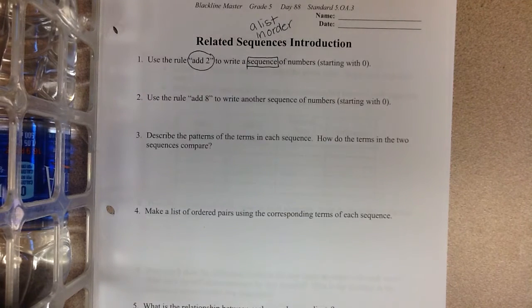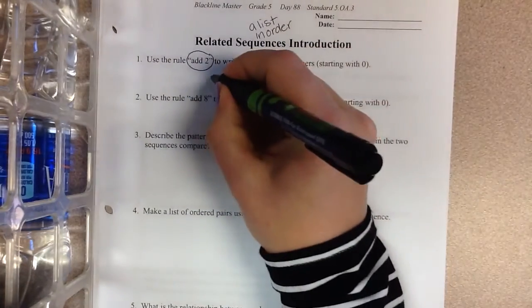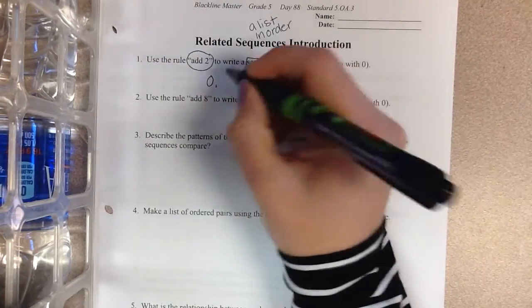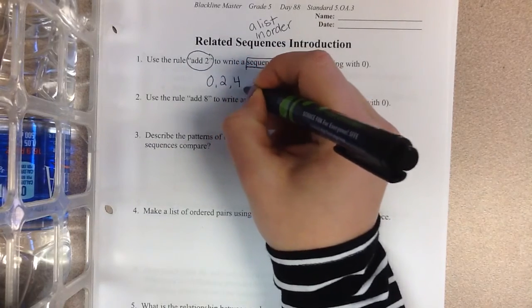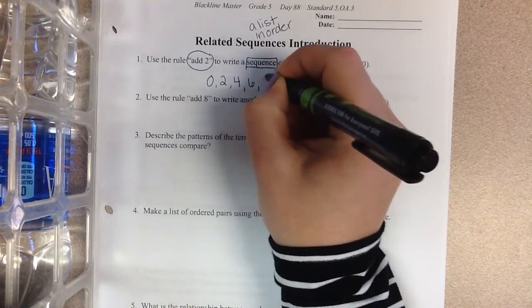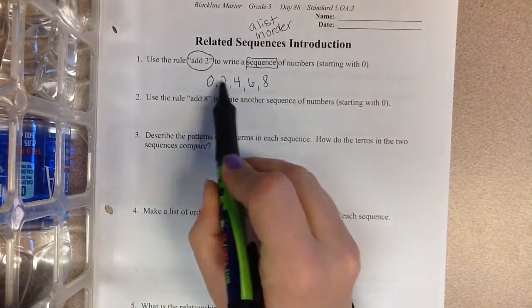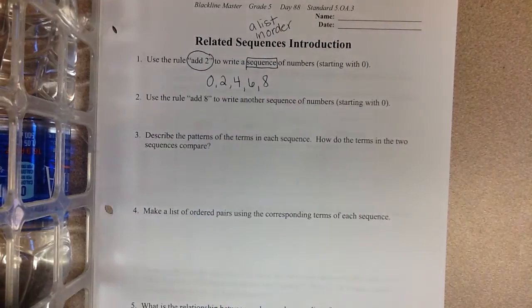So use the rule add 2 to write a sequence of numbers, starting with 0. So 0, add 2. Add 2 more. Add 2 more. So this is all we are doing. You need to have at least 5. That's what we're going to say. So that's all it's asking you to do.